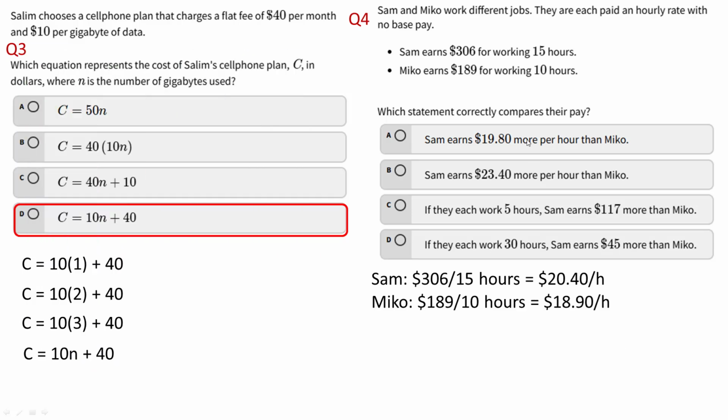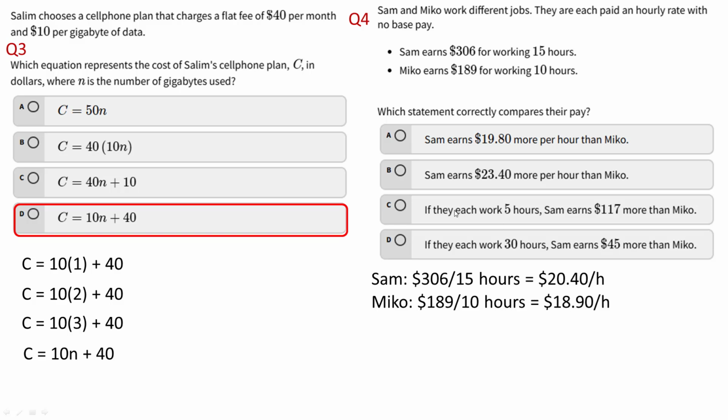So let's check and see which one of these is correct. So A, it says Sam earns $19.80 more per hour than Miko. Well, not quite. He earns a bit more, but certainly not $19.80 more. This says even more. He makes $23.40 more. Well, that's certainly not true. The difference between these isn't even $2.